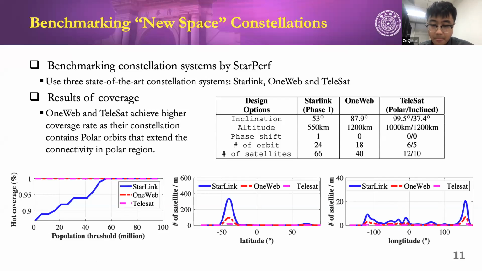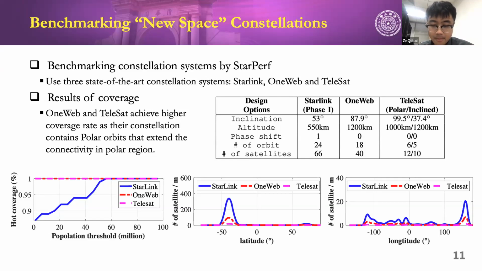57 million. So the right figure shows the number of satellites in line of sight per million population, aggregated by latitude or longitude, respectively. This metric indicates the geo-distributed coverage rate in different areas. And Starlink has the largest number of satellites per million population around the 45 degree latitude band, just like this.